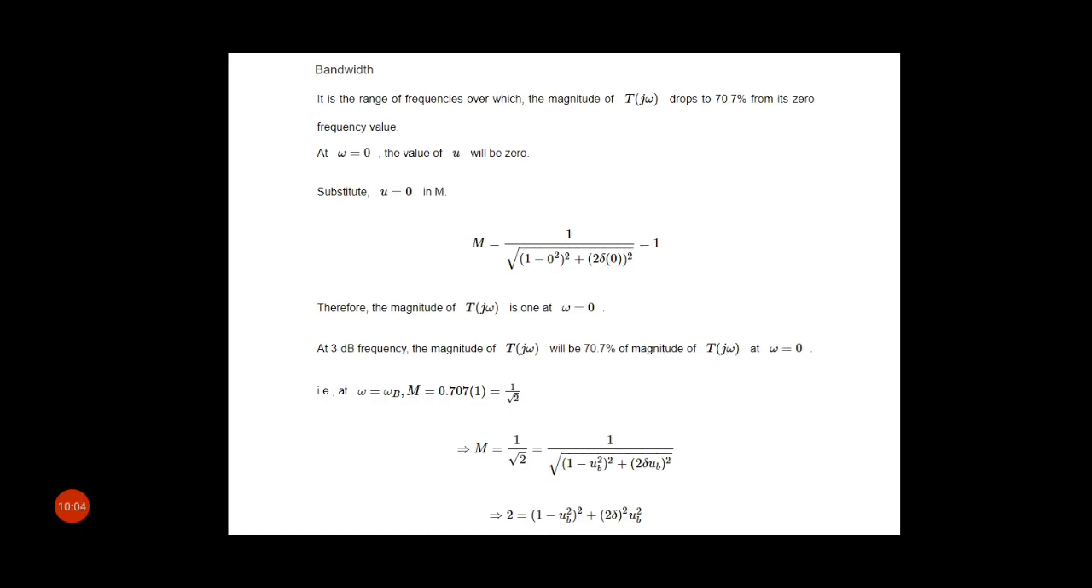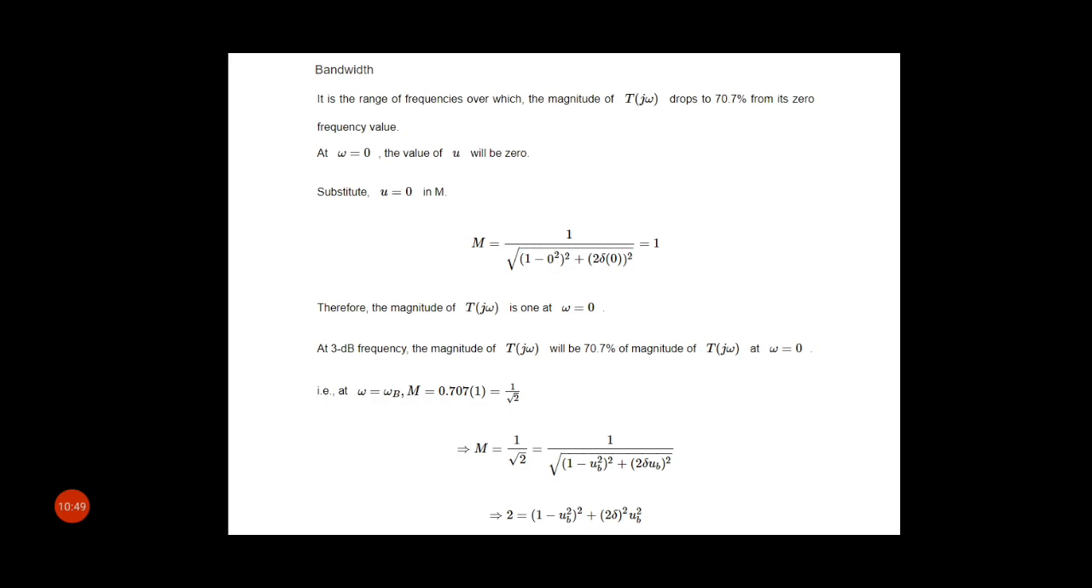Now see, at the 3 dB frequency, the magnitude of T(jω) will be 70.7% of the magnitude of T(jω) at omega equal to 0. That means at omega equal to omega_b, M equals 0.707 into 1, which is equal to 1 by root 2. So magnitude M equals 1 by root 2, and this 1 by root 2 equals 1 divided by root under (1 minus u_b square) whole square plus (2 zeta u_b) whole square.